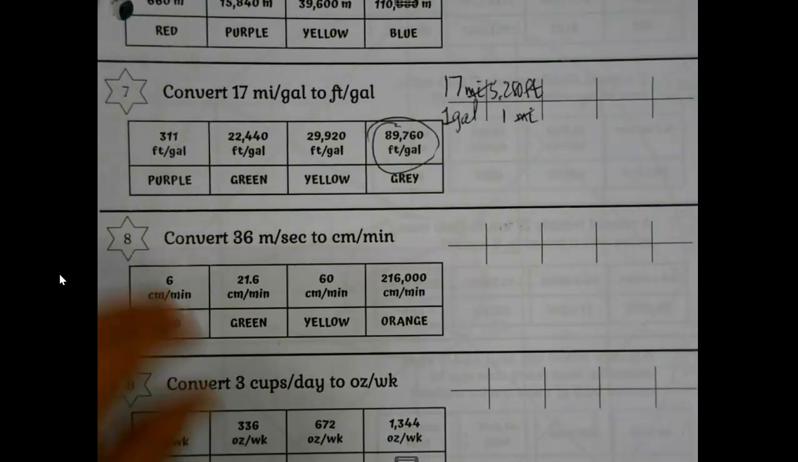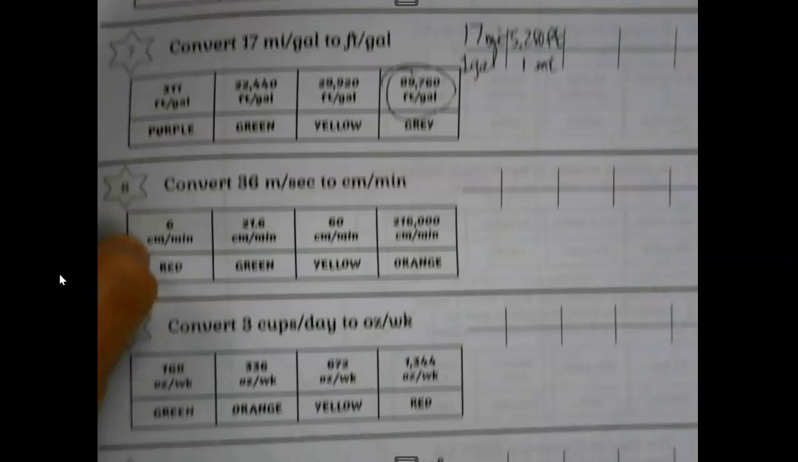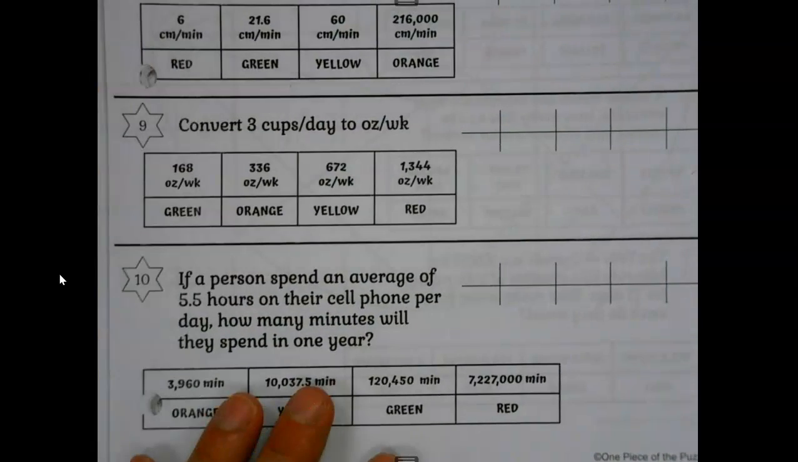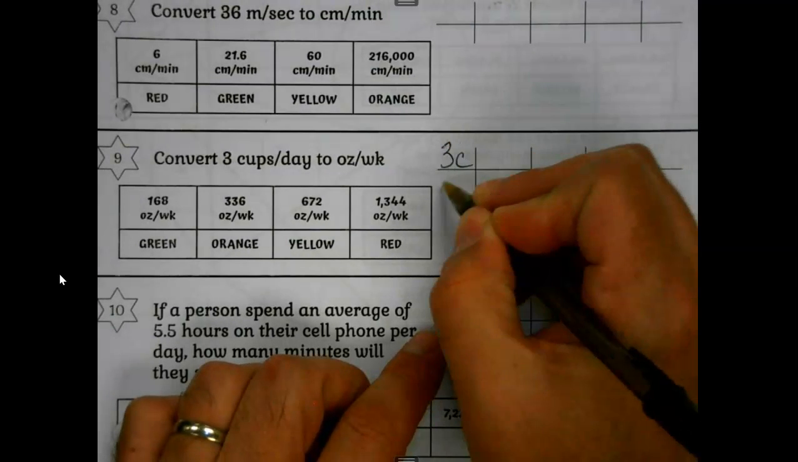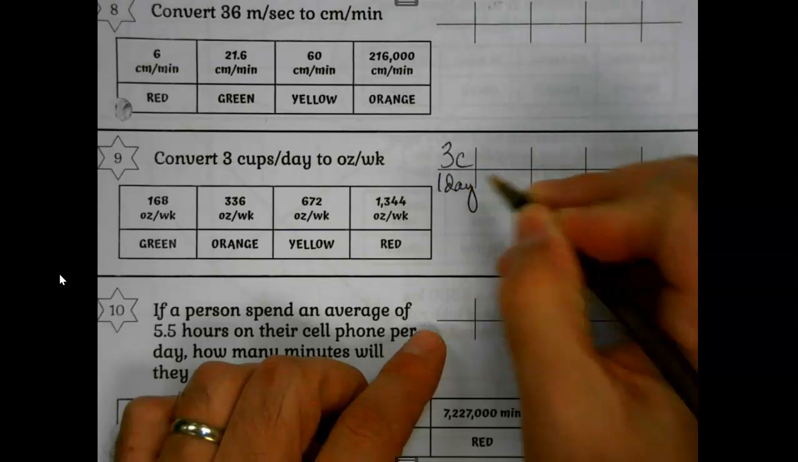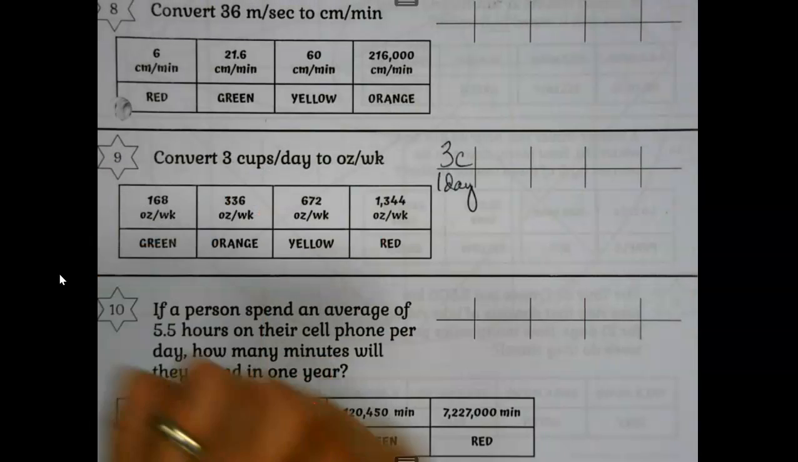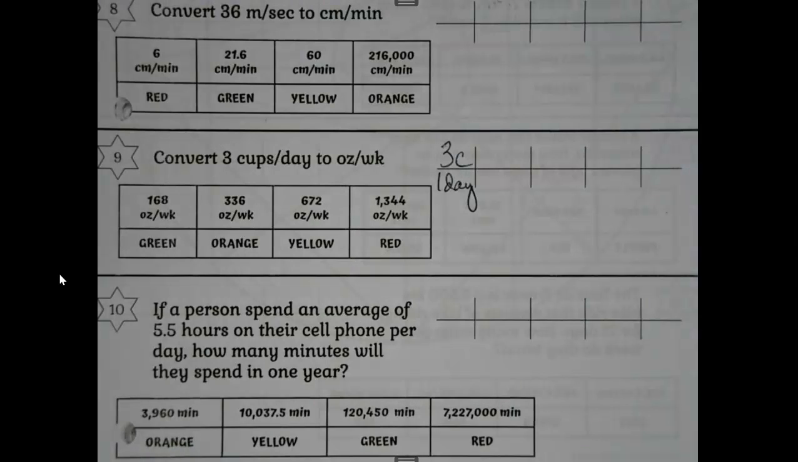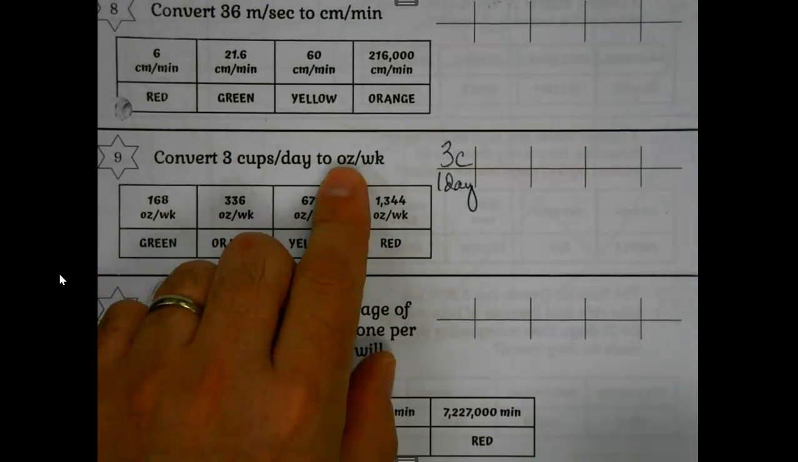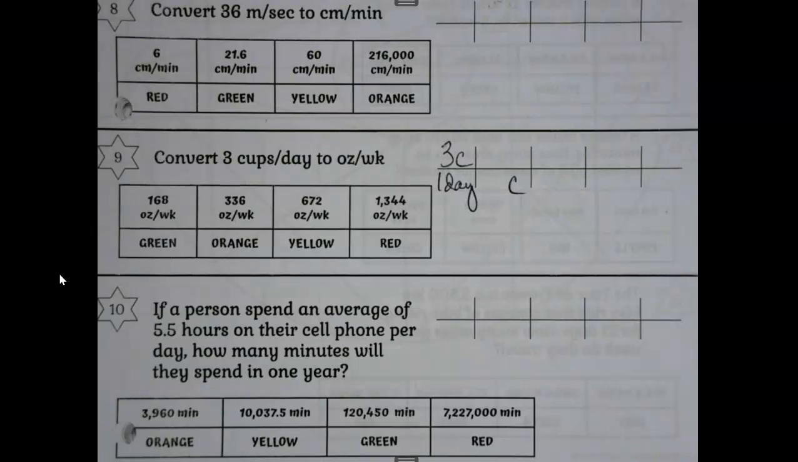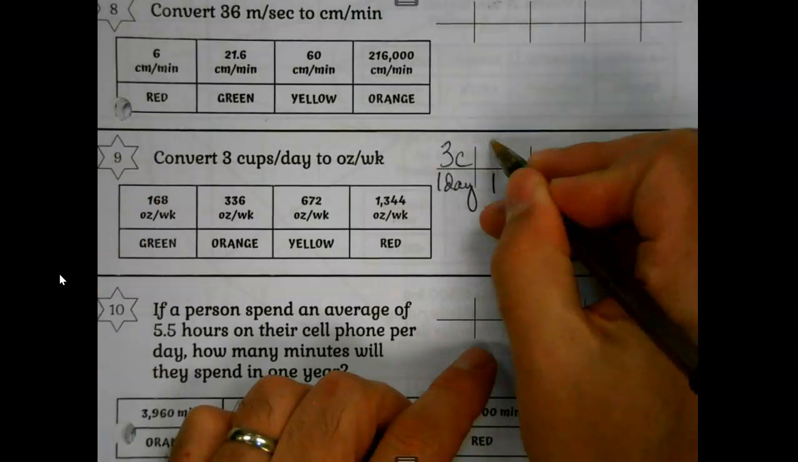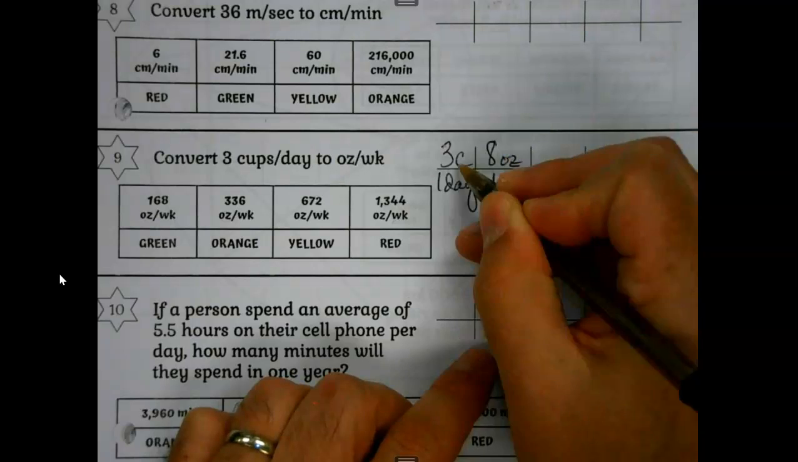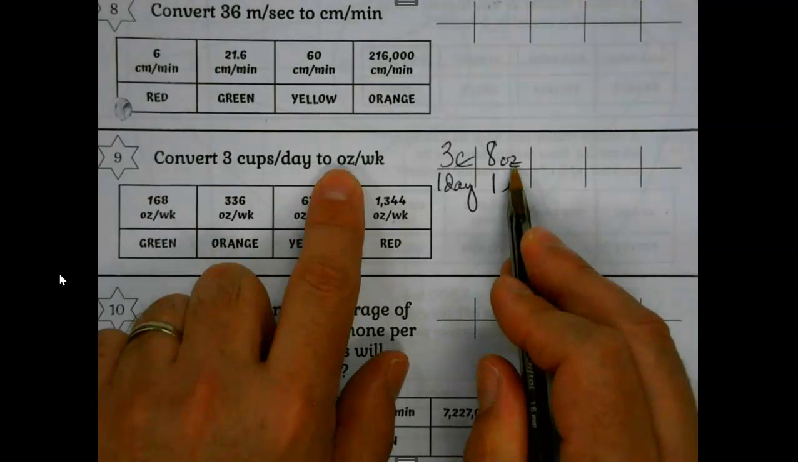What else we got here. Let's play with at least one more. 3 cups a day to ounces per week. Okay. So 3 cups per 1 day. Ounces per week, so we want to change both of them this time. So we want to turn cups into ounces. Well, we just did that one before. 1 cup is 8 ounces. So goodbye cups, we have ounces, that's good.